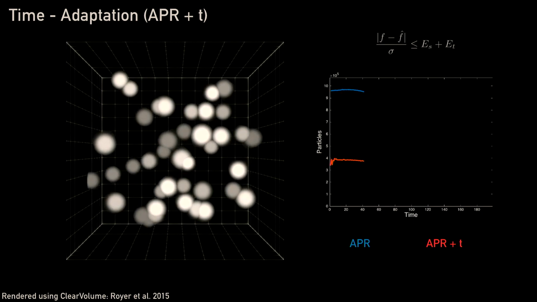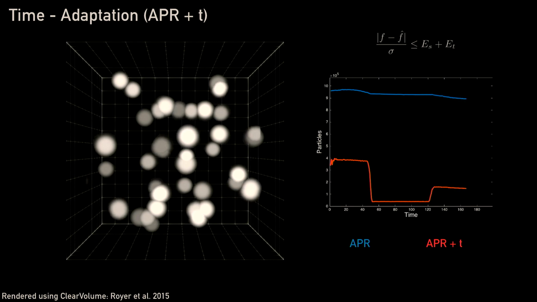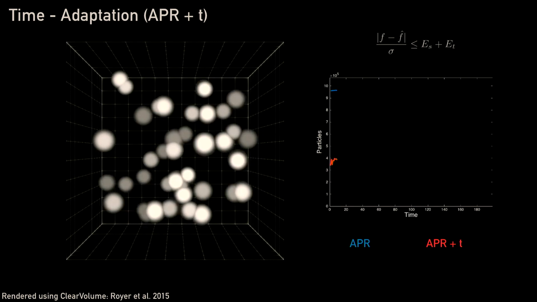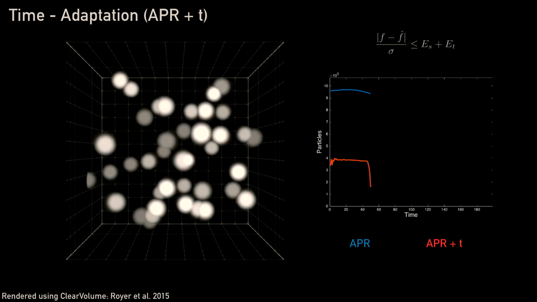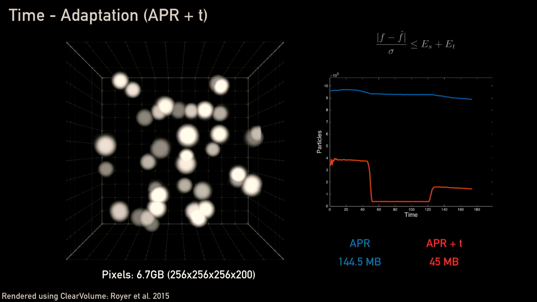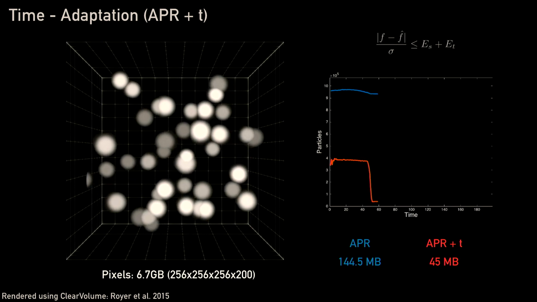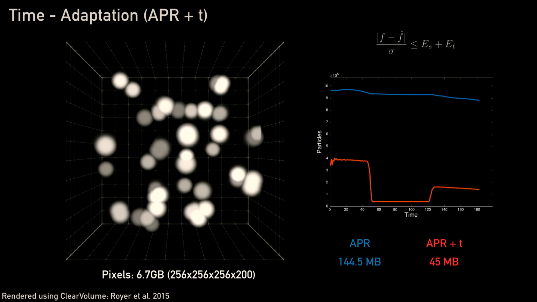The idea here is that we wanted the APR for each time step to still look the same. So we do a spatial APR first and then do this time adaptation on the fly afterwards. For example, here the original time series was 6.7 gigabytes. The APR of it was about 150 megabytes, and the time version is about 45 megabytes.